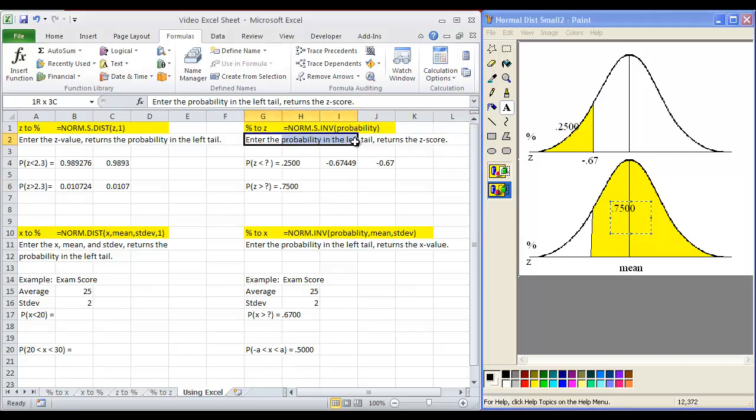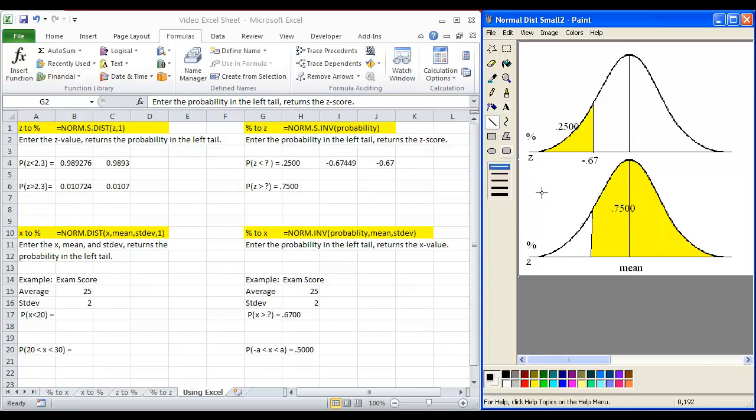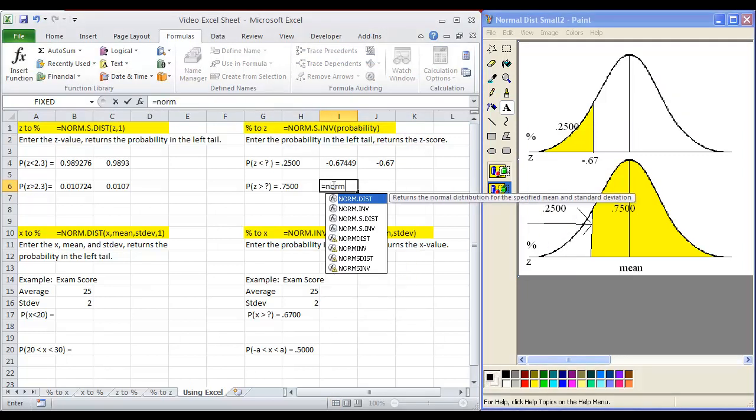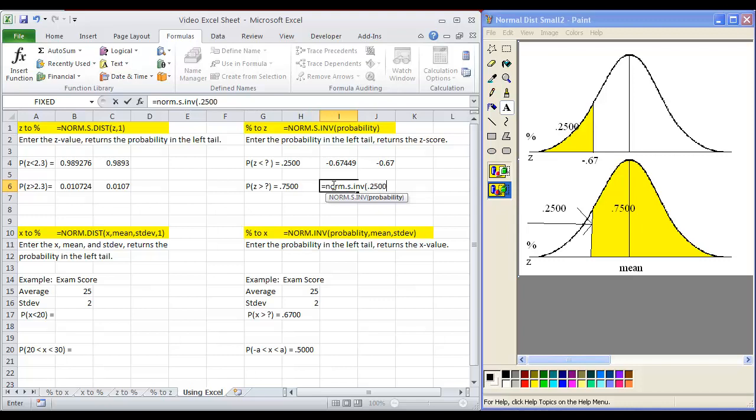In order to do this, we need to enter the probability in the left tail. So we need to enter this number into our equation. So 1 minus 0.75 is obviously going to be 0.2500. So let's say equals Norm.S.Inv. Because we have to enter the probability in the left tail, we're going to enter 0.2500. We could also put 1 minus 0.7500. It doesn't matter. It will do the math for you. And it's going to return negative 0.67.